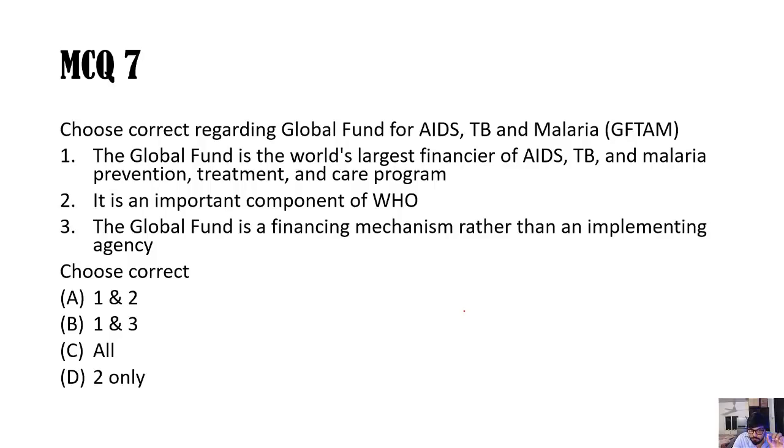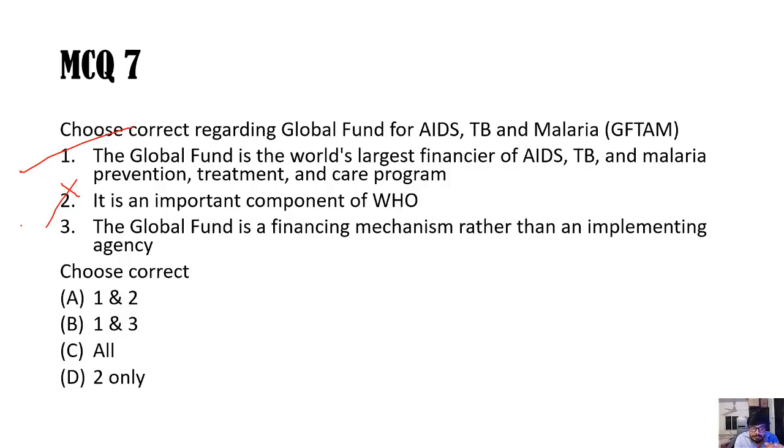I have told you about this important fund many times. First statement is correct. World's largest financer of AIDS, TB and malaria prevention. So correct statement. Second statement is wrong, because it is not a component of WHO. Although WHO's important cooperation is needed there, and it is going on, but it is not a component of WHO specifically. Next, it's a financial mechanism, and it is not an implementing agency, that's for sure, because it gives financing and $500 million it has given to India also.